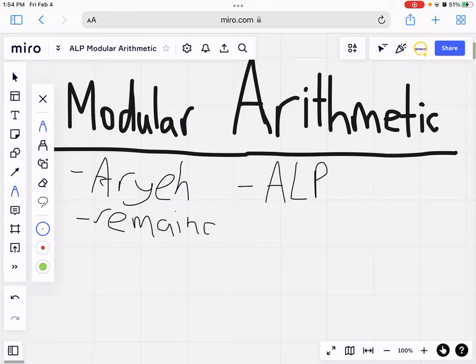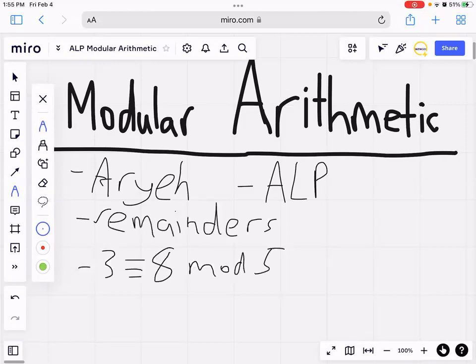For how it looks, we say that 3 is congruent to 8 mod 5. This is so because when 3 is divided by 5, we have a remainder of 3, and when 8 is divided by 5, we also have a remainder of 3, so they're the same.